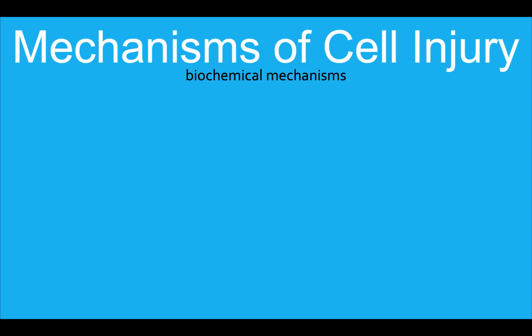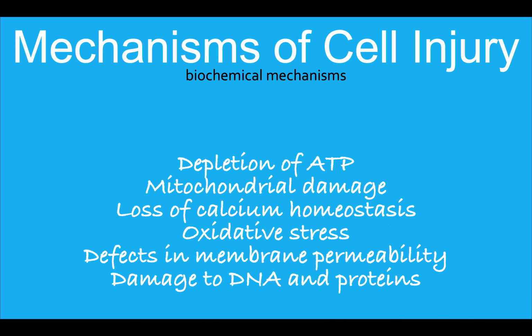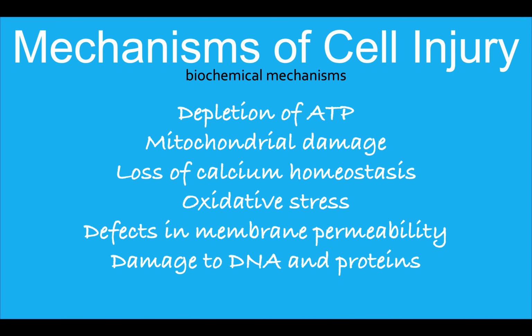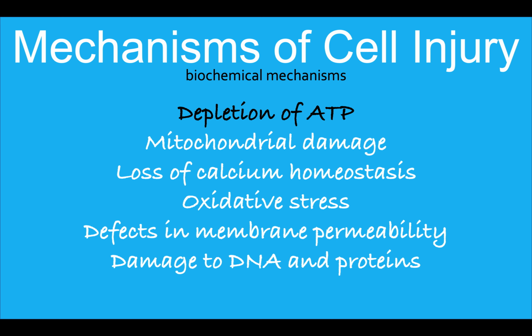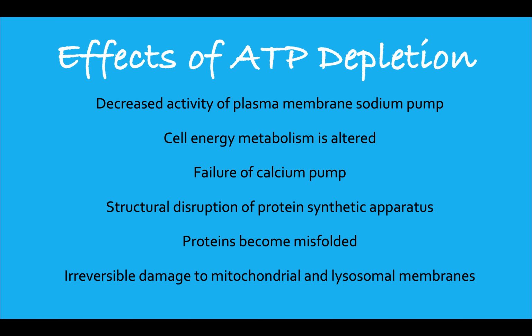There are a lot of different biochemical mechanisms of cell injury, and we're going to go over each individually. So here they are. We're going to start with depletion of ATP. Here are the effects of ATP depletion, and we're going to go through all of these individually too. This is just giving you an idea of what we're about to talk about.